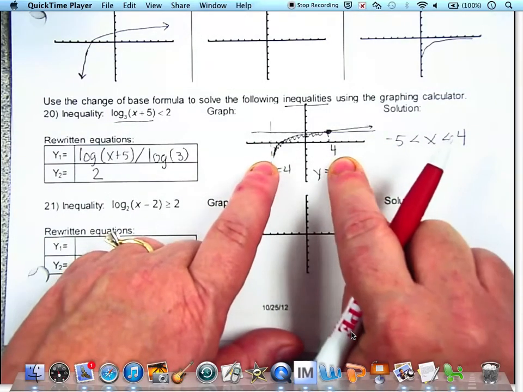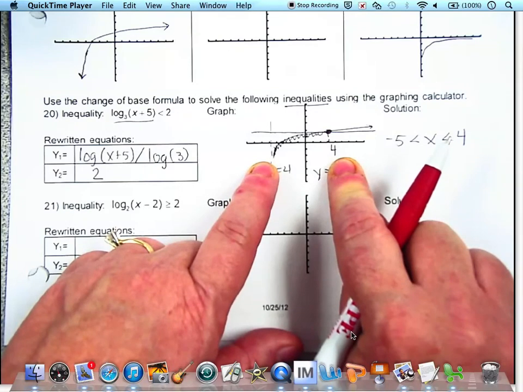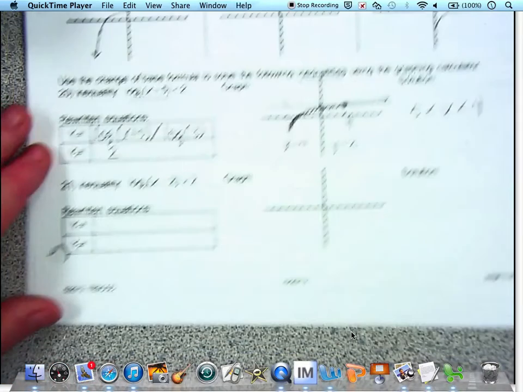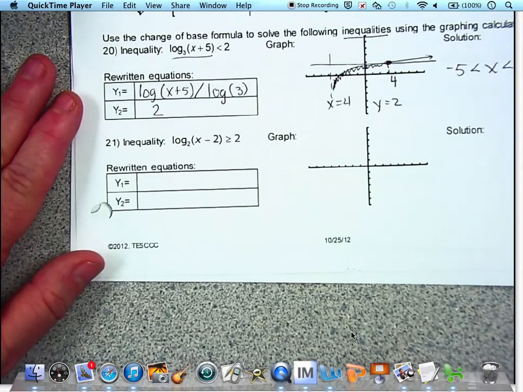Right here and here. And is there an equals? Do we need an equals? No. Why not? Because there's not one in the problem. Okay, do 21. And then we'll be done.